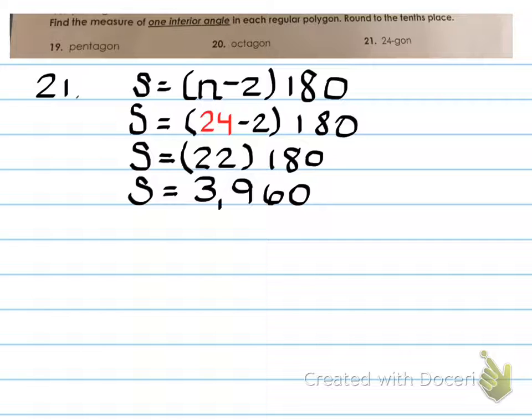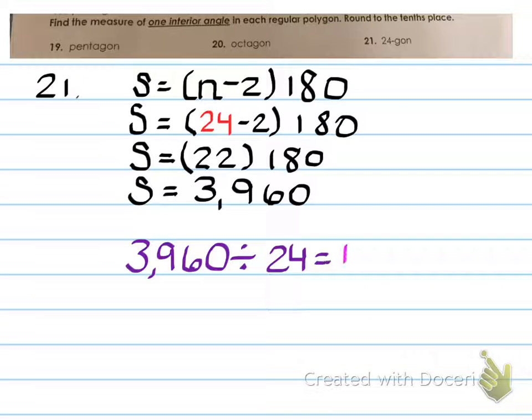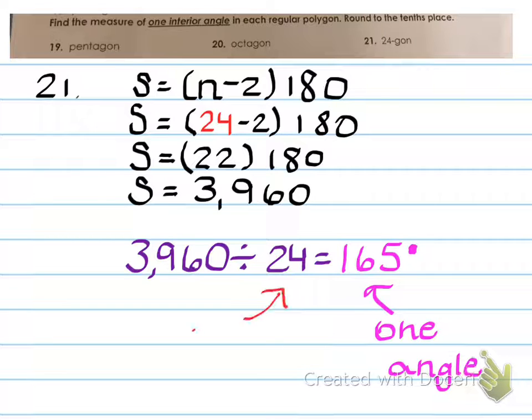So for this one, you get 3,960 for the sum of all of the interior angles, interior meaning inside, and now you want to divide that 3,960 by the total number of sides, and that's 24. And one angle measure is going to be 165 degrees. Notice that you have the number of sides, 24, and the one angle, which is 165.